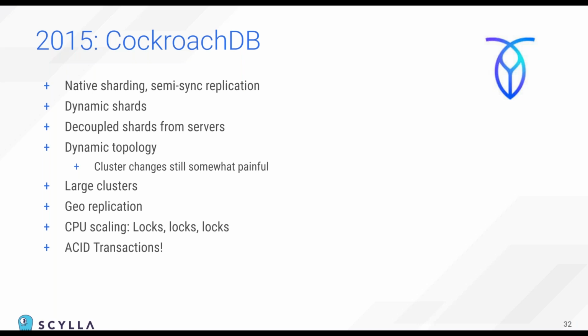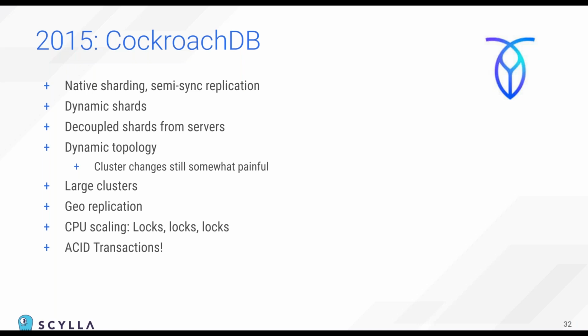Now, the relational database world, of course, also evolved. So this presentation will not be complete without mentioning relational databases. I just gave CockroachDB as an example. CockroachDB has native sharding and semi-sync replication, but instead of sharding using consistent hash, it shards using ranges, which is very interesting. And the size of the shards can change. They're called tablets. And also they're decoupled from servers, so they can move between servers when necessary. So you can deal with dynamic topology because of this.